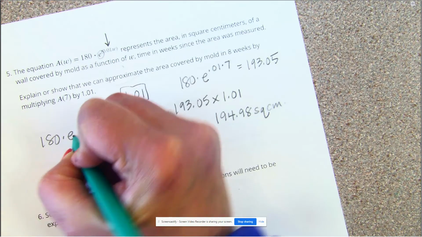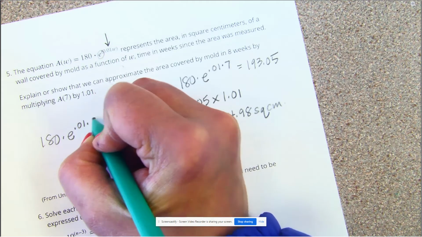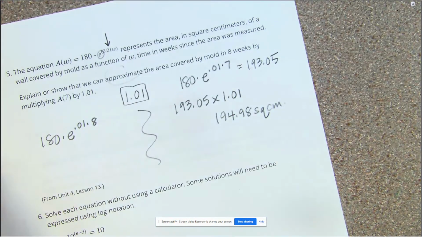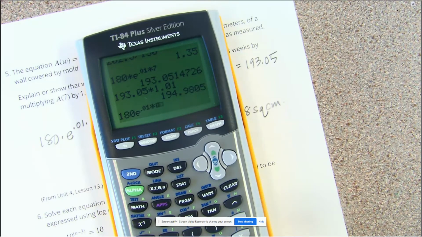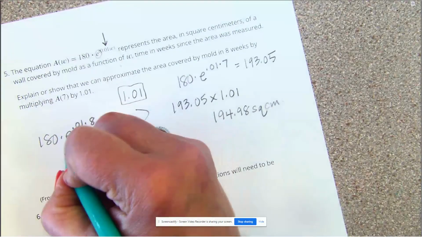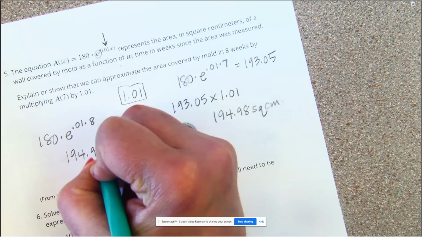180 times E to the 0.01 times 8 weeks. 194.99. See how close that is?